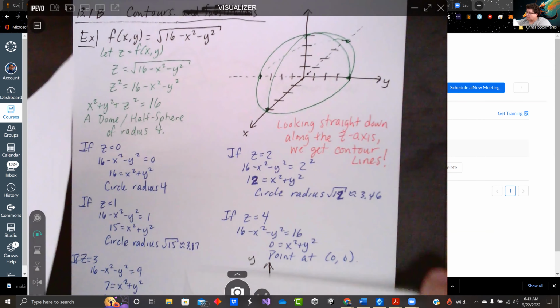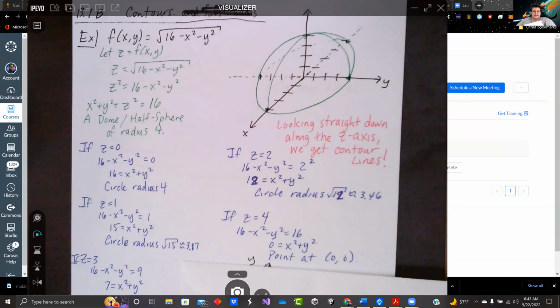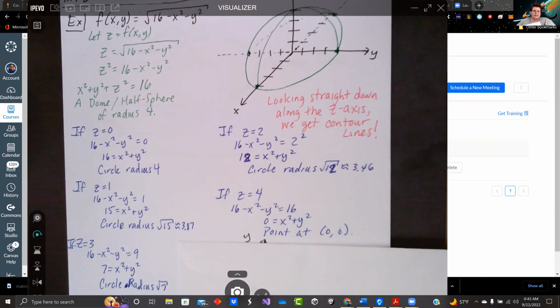Okay, if z equals 0, we have 16 minus x squared minus y squared equals 0. So 16 equals x squared plus y squared. It's a circle of radius 4. So when z equals 0, we're going to have a big circle, radius 4. When z equals 1, we have 15 equals x squared plus y squared. So it's a radius of square root of 15, which is about 3.87. It's just a little bit smaller.